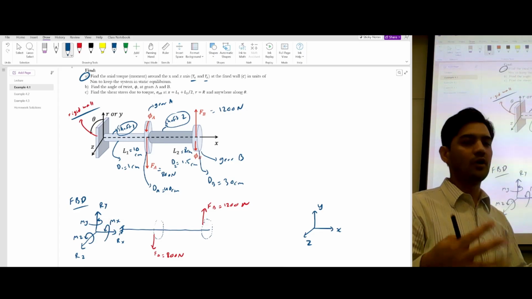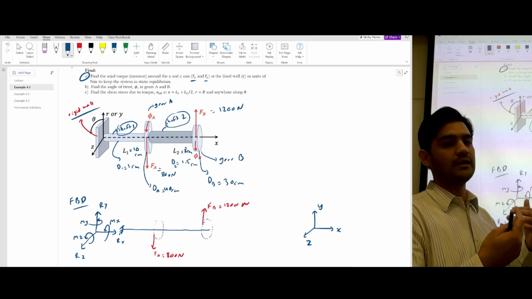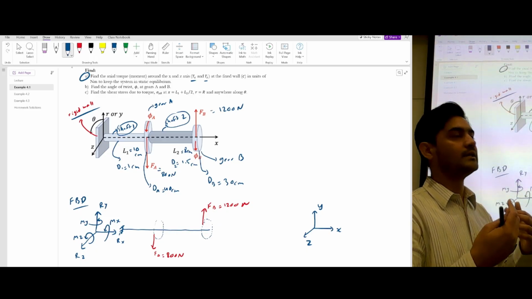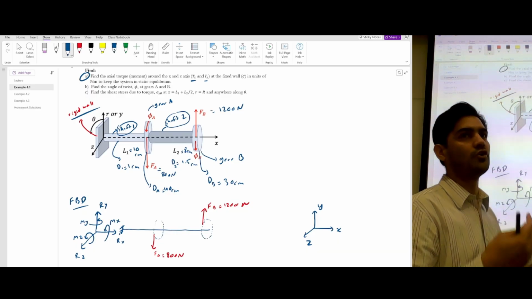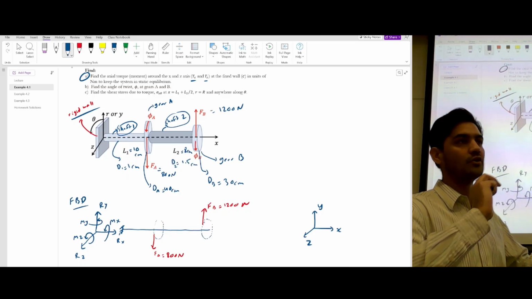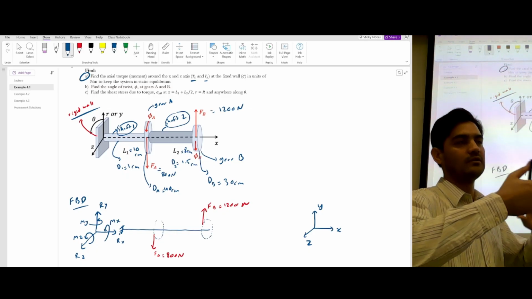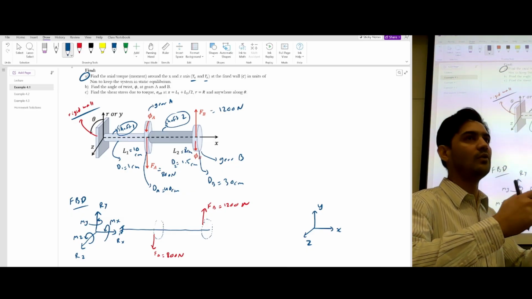We can try to solve all those reactions, but you can think about which of those moments is going to cause bending and which of those moments is going to cause torsion. There is one moment which is actually going to cause twisting of these bars and shaft. So you have to figure out which is that moment.